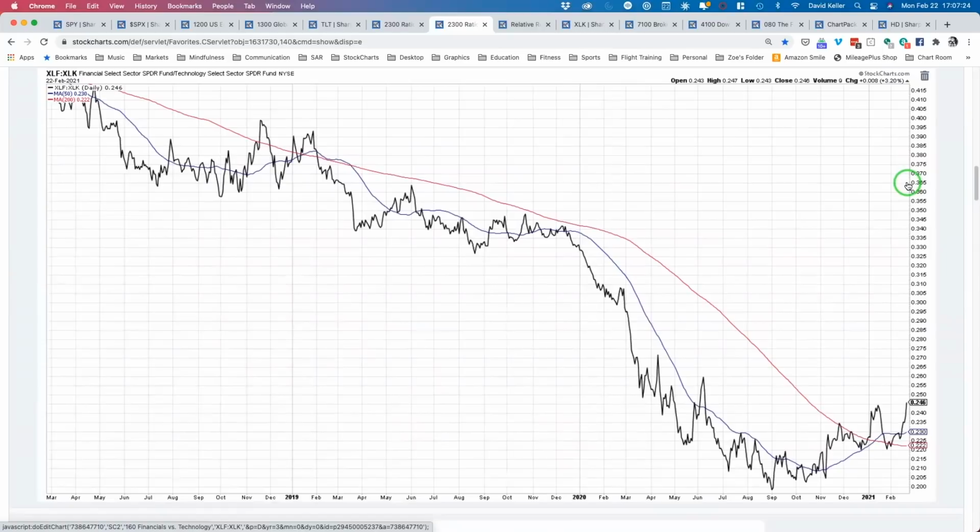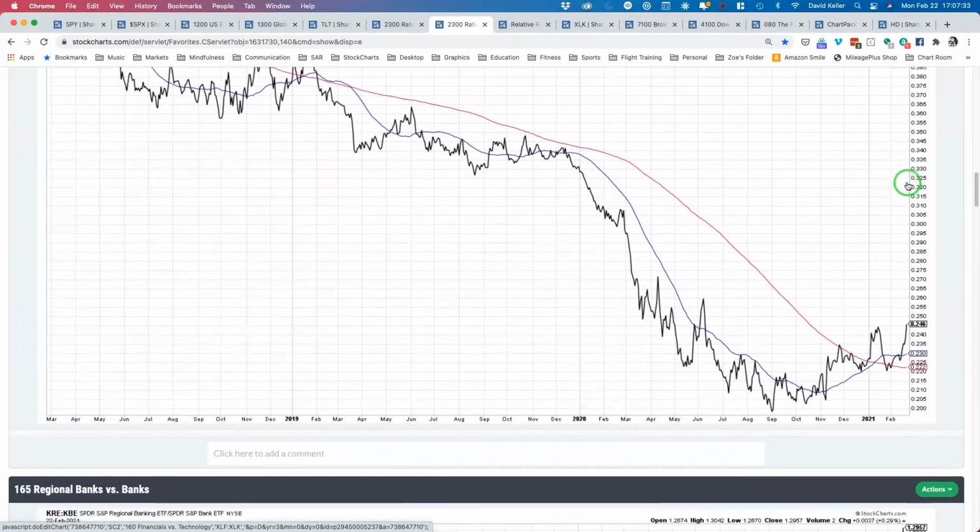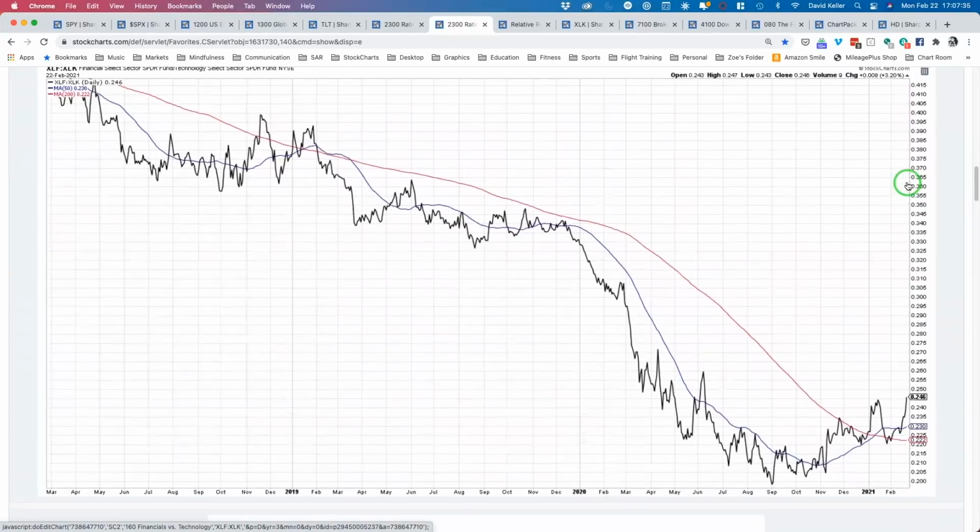The third ratio is looking at a particular part of the growth versus value trade. This is actually looking at financials versus technology, the XLF over the XLK. This is a fascinating chart. And if you go back years and years, another version of this chart I have actually goes back a couple of decades. What's interesting about this is that for many, many years, financials have been underperforming technology. This is not a new phenomenon.